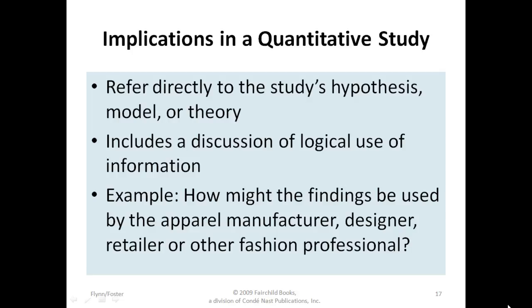An example of an implication might be in my research. In research looking at visual displays, we found that there is a triangle pattern that people look at when they look at a display first, and they're drawn to the top of the pyramid, and then their visual looks out from there and widens. And talk about how this would affect retailers' visual displays in their stores and what they set beside those visual displays. And in your implications, you want to show how your findings can be used by apparel manufacturers, designers, retailers, or other fashion professionals.